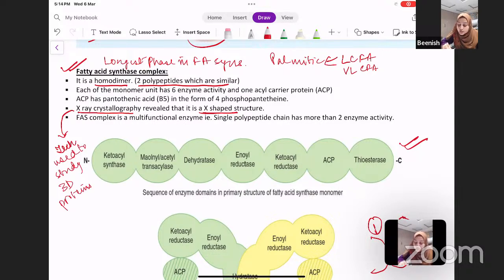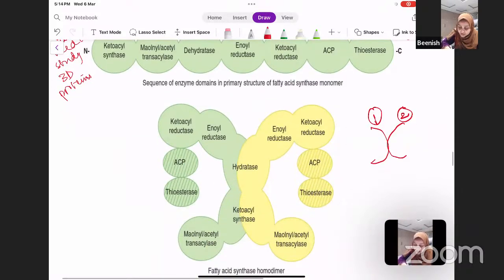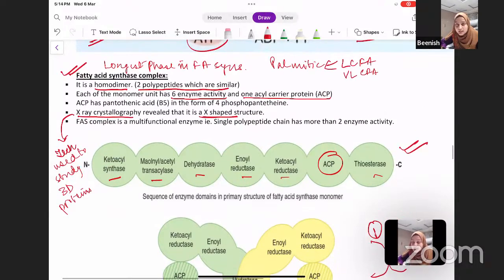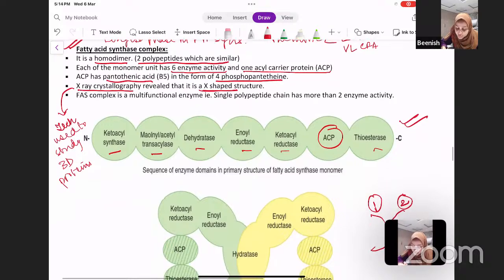Okay. Now, each monomer unit has 6 enzyme activities and one acyl carrier protein, ACP. Okay, you can see different enzyme activities here, here, here, here. So each monomer has 6 different enzyme activities and one ACP. What is ACP? Acyl carrier protein. ACP has a pantothenic acid in the form of 4-phosphopantetheine. Okay, if you don't even remember this, then at least you should know that it has a pantothenic acid group. You should at least be knowing this.